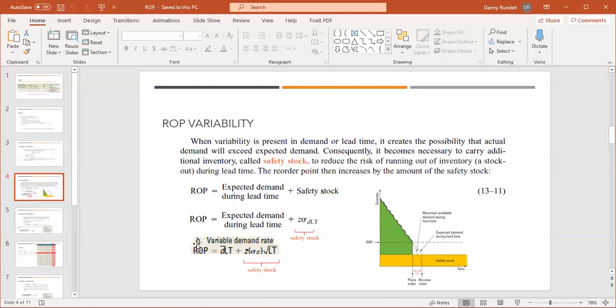So that leads us into when we have a variable demand rate. That's the second equation that was in that chart, okay? And of this section is your safety stock, okay? This is your demand times your lead time. This is your safety stock right here, okay?